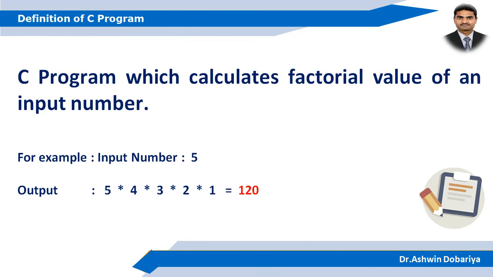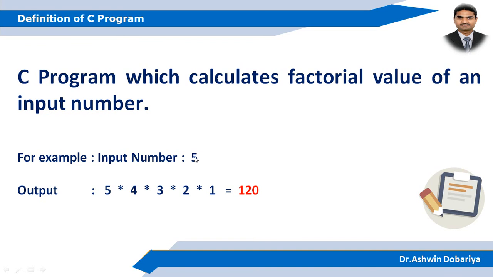As per the mathematics rules, the factorial means, suppose we want to calculate the factorial value of 5, then the multiplication of all the numbers starting from that number down to 1. It means, suppose our input number is 5, and we want to calculate the factorial of 5, then 5 multiplied by 4 multiplied by 3 multiplied by 2 multiplied by 1, and whatever result we get is known as the factorial value.